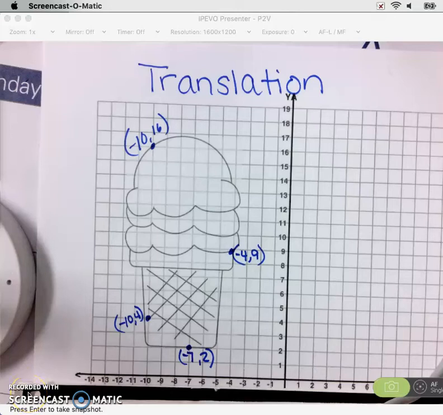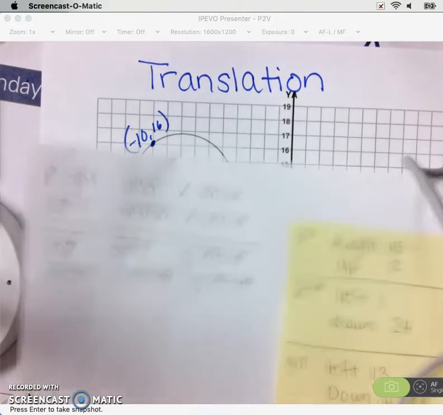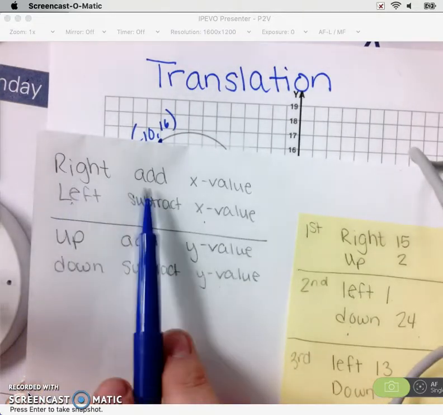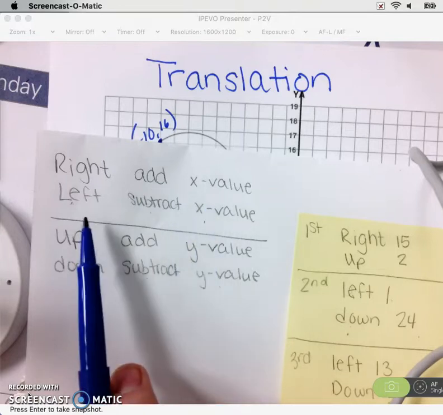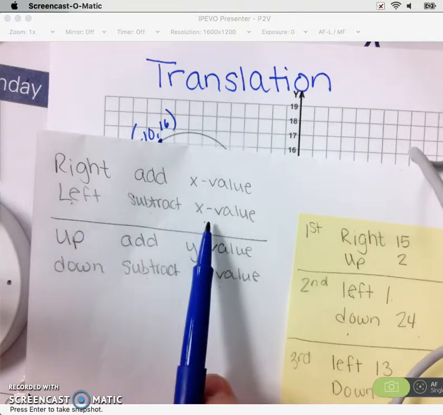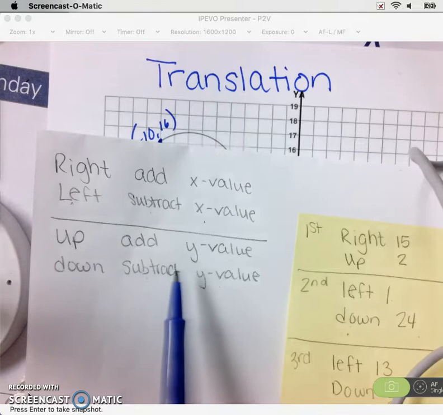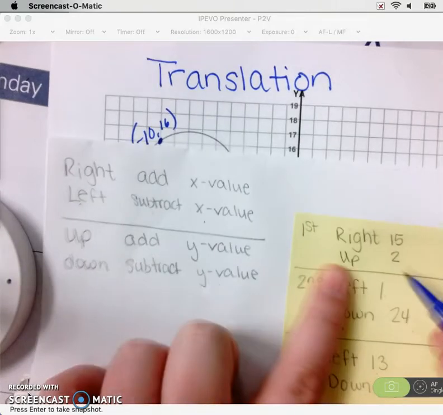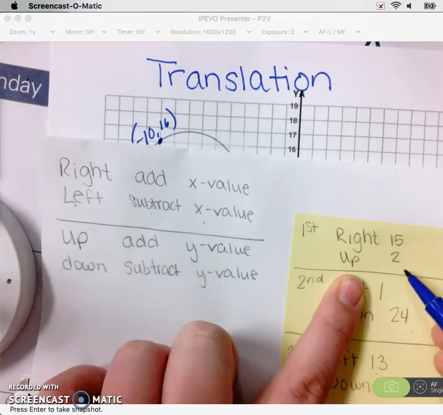So when we translate something, we're just sliding it up, down, right, left. And I like to use my little cheat sheet: if I go to the right, I add to the x. If I go to the left, I subtract from the x. If I go up, I add to the y, down, I subtract from the y. So my first translation is telling me to go to the right 15 and up 2.